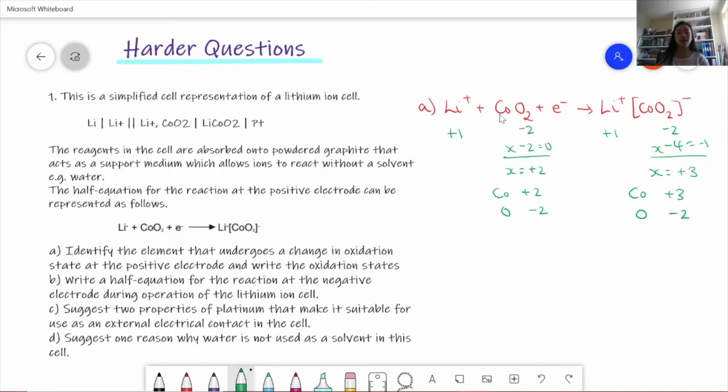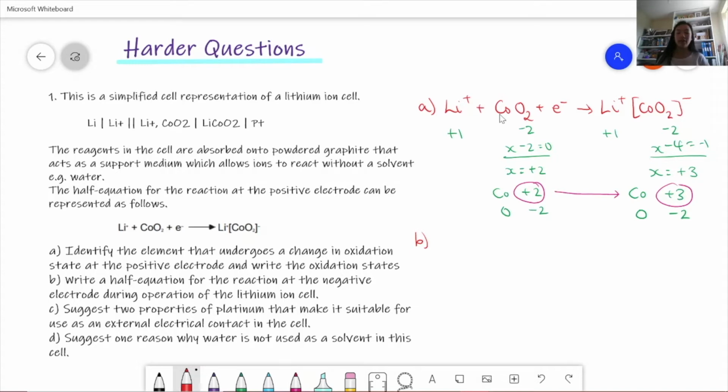And so which one has been oxidized? Well, we can see that this cobalt has been oxidized because its oxidation number has gone from plus 2 to plus 3, because oxidation can be defined as when the oxidation number increases. And so the element that undergoes a change in oxidation state is cobalt, and the oxidation states are plus 2 and plus 3. And then for B, write a half equation for the reaction at the negative electrode during operation of the lithium-ion cell.